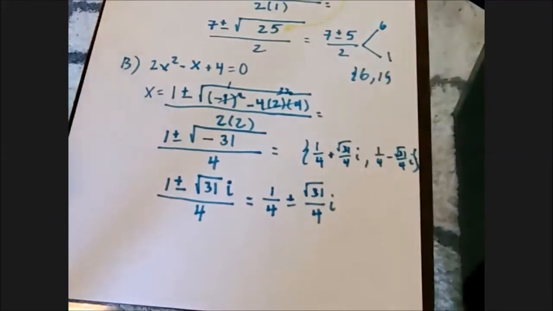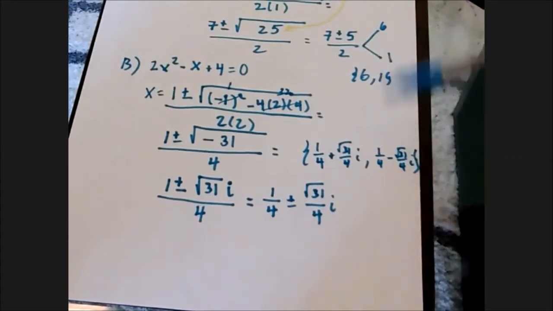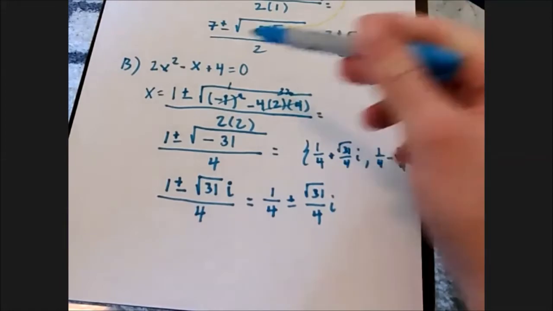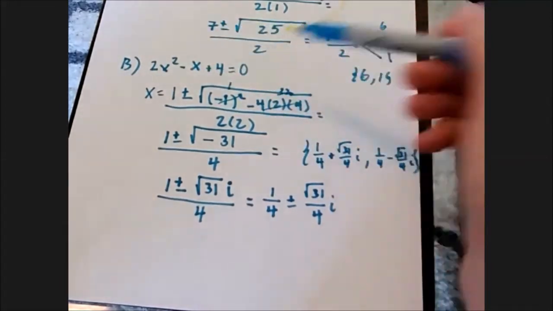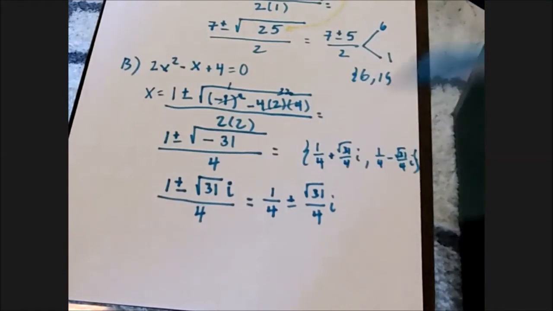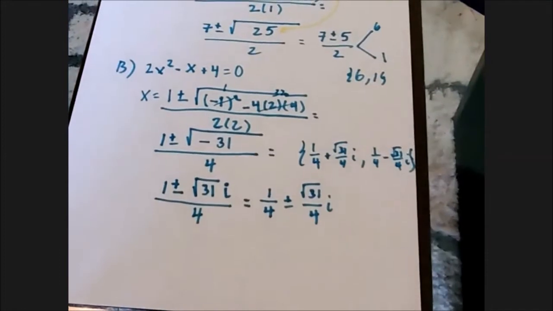Also, when the complex solutions pop up, you can still check these. It's going to take a bit more work to do, but you can still plug those in and check to see whether it equals 0. Like I said, pretty involved, but it's still possible. You can always check your answers when you're solving quadratics, regardless of what they look like.